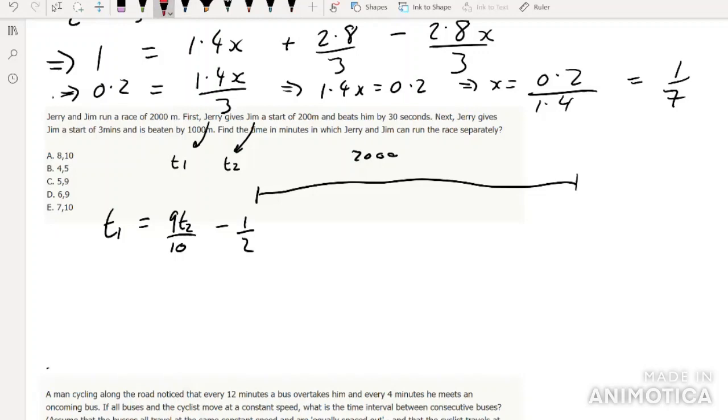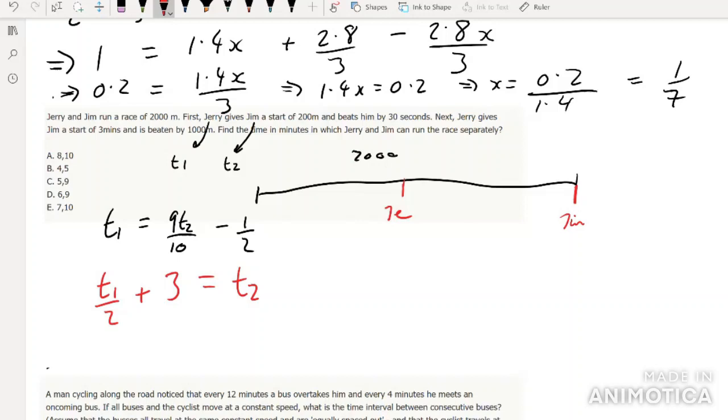Okay. So now when Jim gets to the end, Jerry has only done 1/2 the race. So that means Jerry has been running for T1/2. So in T1/2, how long has Jim been running for? Well, he's been running for T1, and he also gave him a start of 3 minutes. So T1/2 + 3 is equal to T2, because Jim finished this time. And so that should be enough.